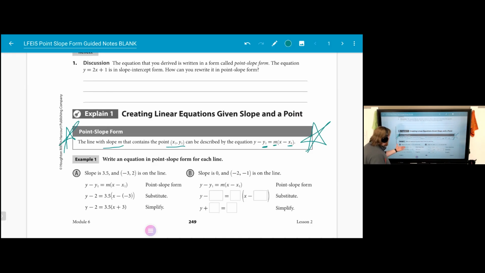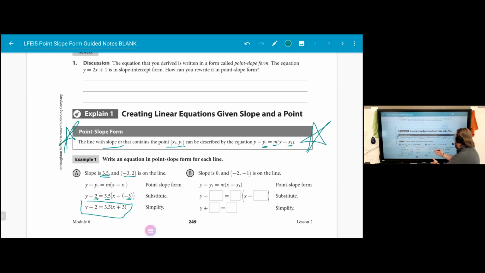It says slope is 3.5 and negative 3 comma 2 is on the line. We have our slope, we have our x1, y1, and all you do is plug that in. M is now 3.5, x1 is negative 3, plug that in here. Y1 is 2, plug that in here, and you simplify. Don't do anything past that. That is point slope form. That's it. Okay, let's look at another example.